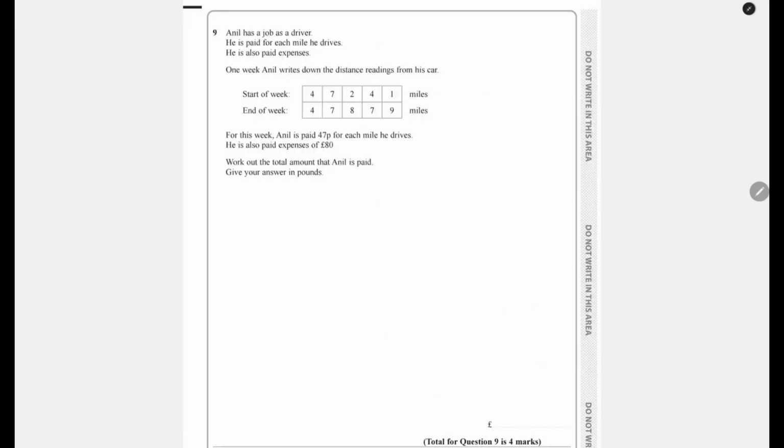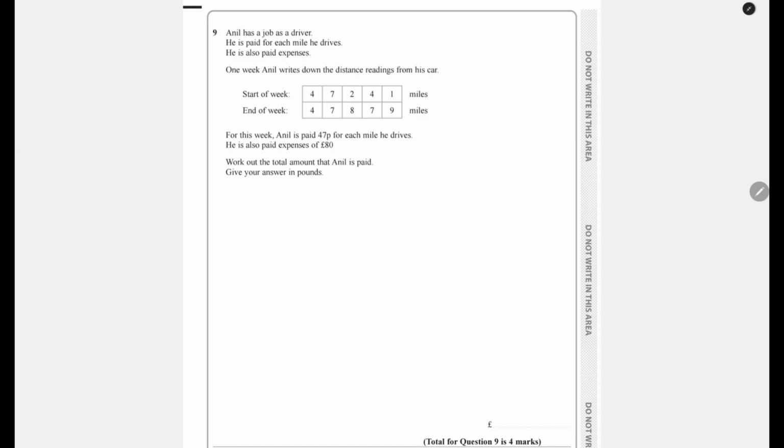Question 9 says, Anil has a job as a driver. He is paid for each mile he drives. He is also paid expenses. 1 week, Anil writes down the distance readings from his car. For this week, Anil is paid 47 pence for each mile he drives. He is also paid expenses of £80. Work out the total amount that Anil is paid. Give your answer in pounds.